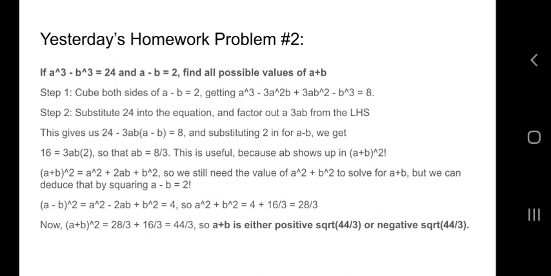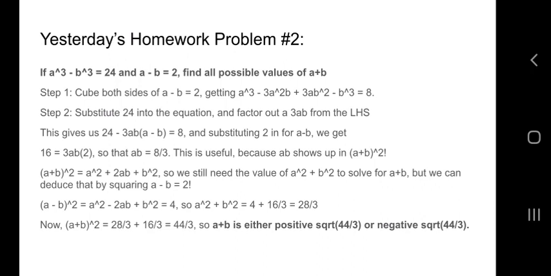So if we factor out a 3ab, then what's left is going to be something super useful. And that shorthand, LHS, just means left-hand side. It's commonly used in math as a shortcut. RHS is often called the right-hand side.